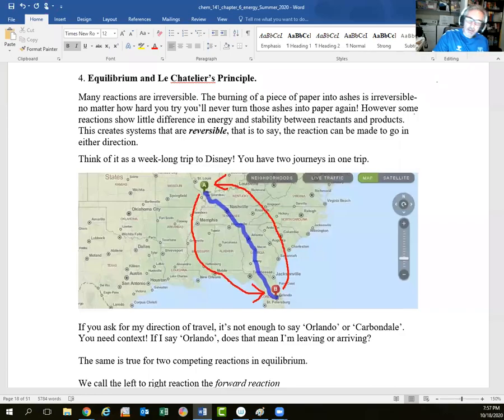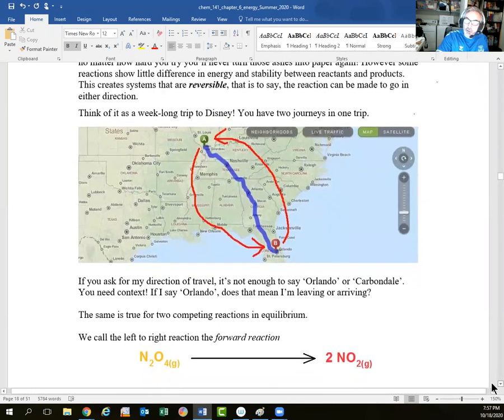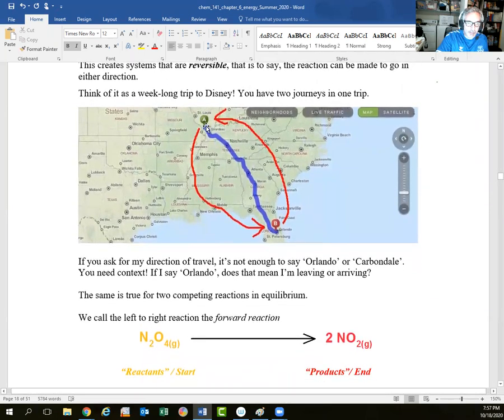Hello there. So let's take a look at equilibrium chemistry now, our last big section for chapter 6. And think about a journey that you'd be going on, maybe a journey on holiday before coming back. And you've got that journey out to your destination. Let's say the destination is Orlando and your departure point is Carterville.